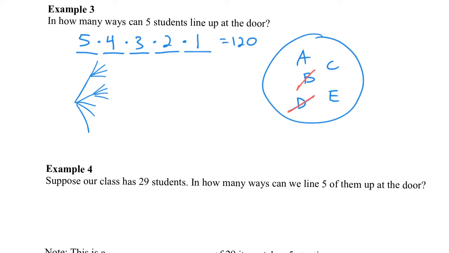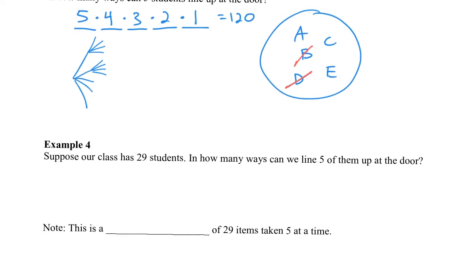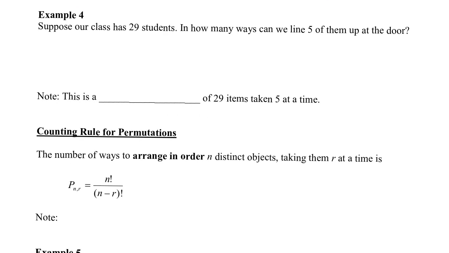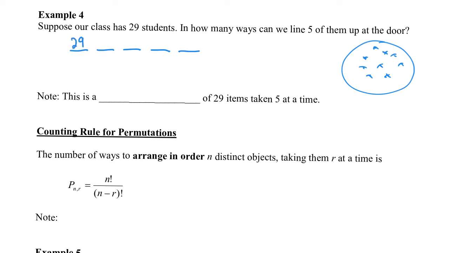So for our class, let's say we have 29 students. So think the same situation here. We've got a group here, but now we've got 29 different names. And we're going to line 5 students up at the door. And how many students can go in this very first spot? Well, if there's 29 of them, any of the 29 could go, right? Any of the 29 students could go there.